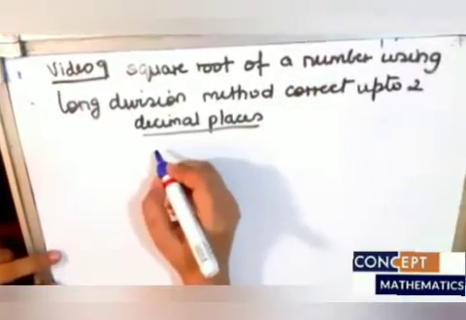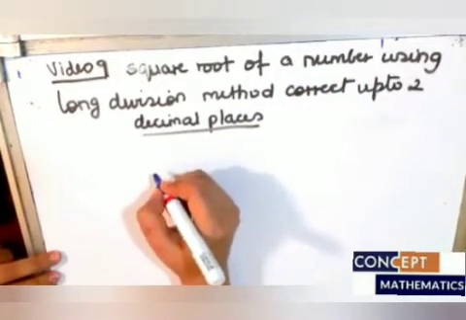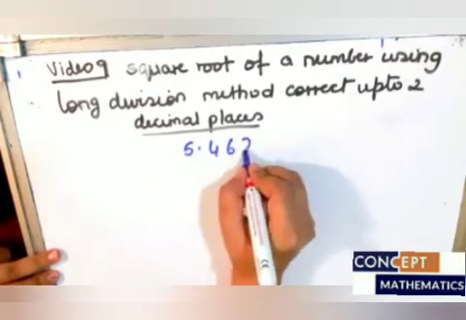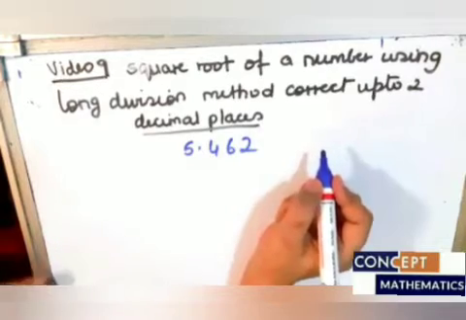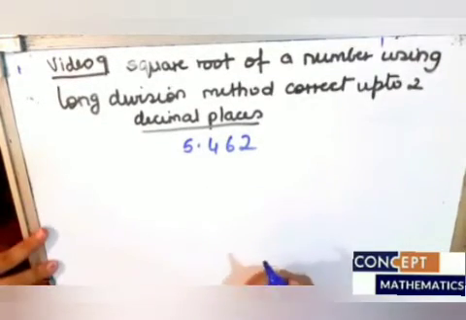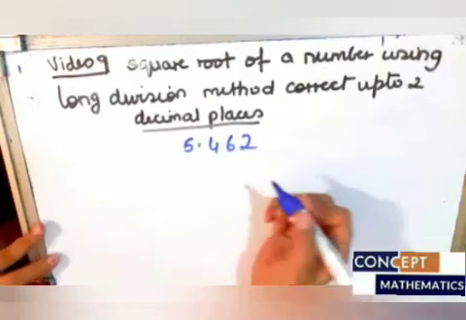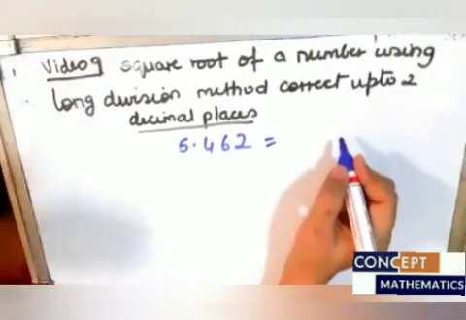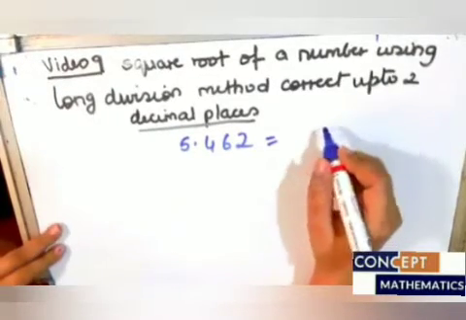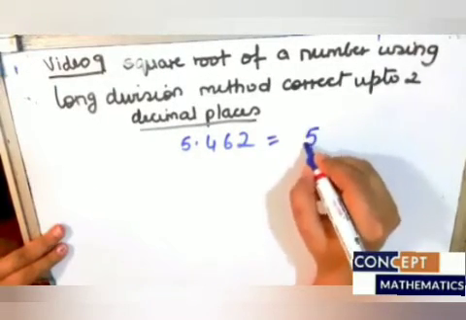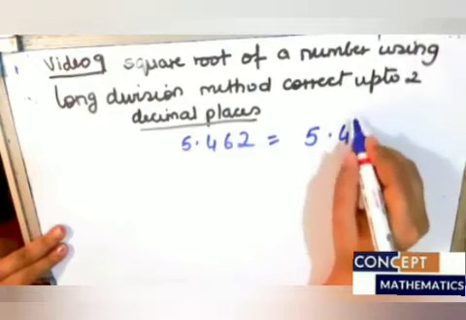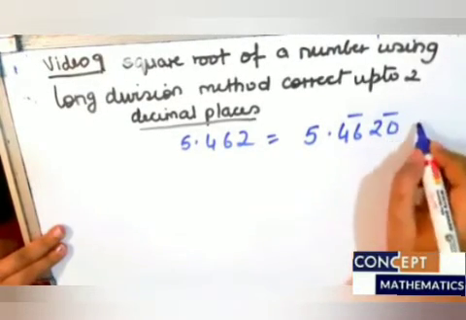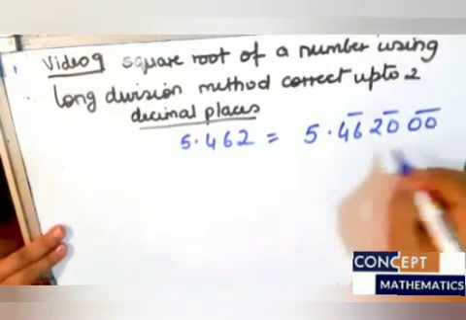Now, our question is 5.462. As it is not a perfect square, what will we do? We would pair it together. 5.46 is one pair. Then with 2 we'll write a 0 to make it a pair, and then 2 zeros. So this becomes the number.